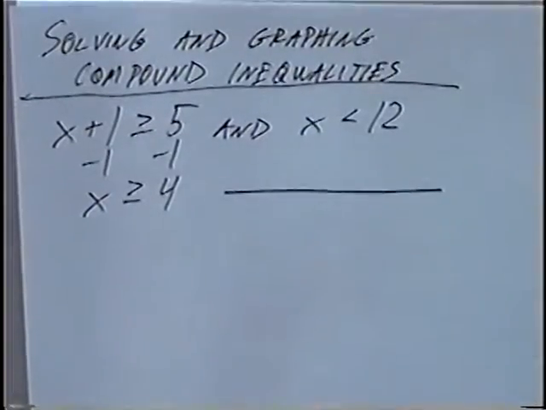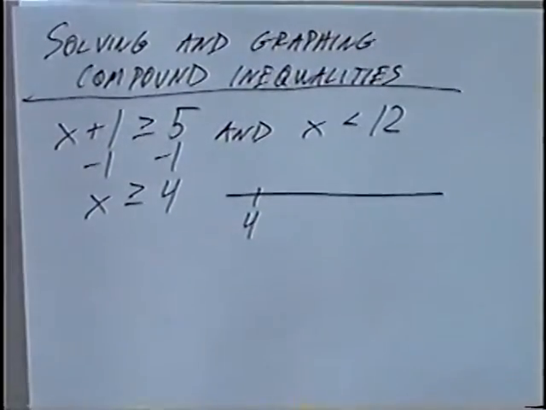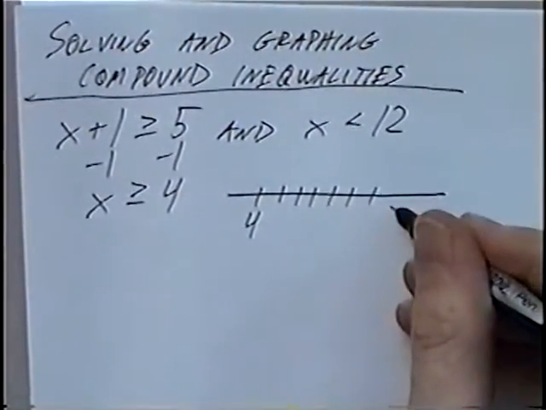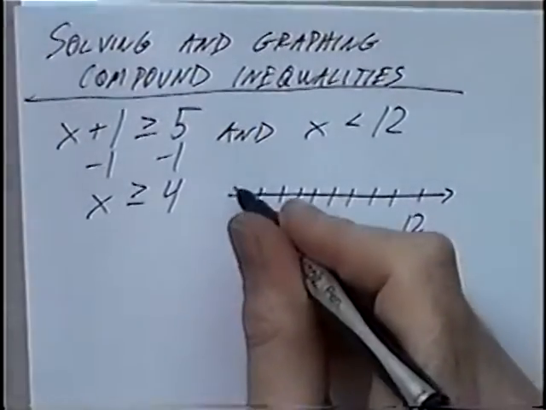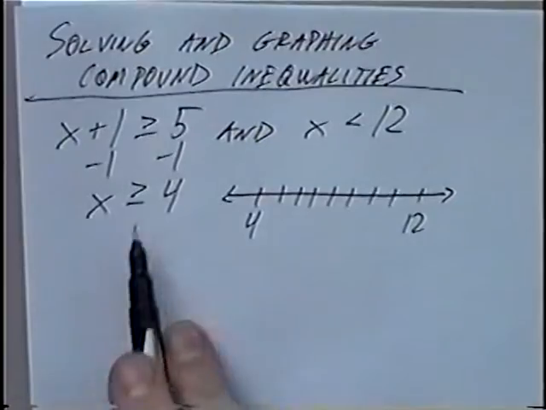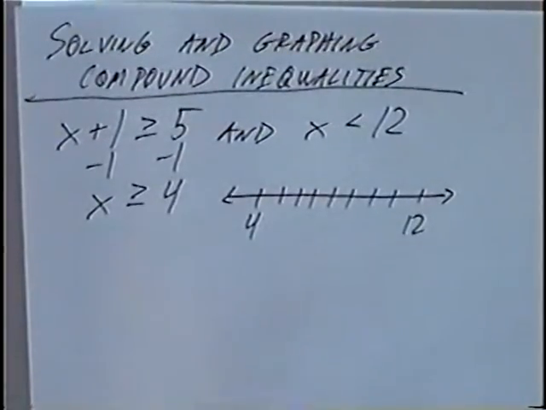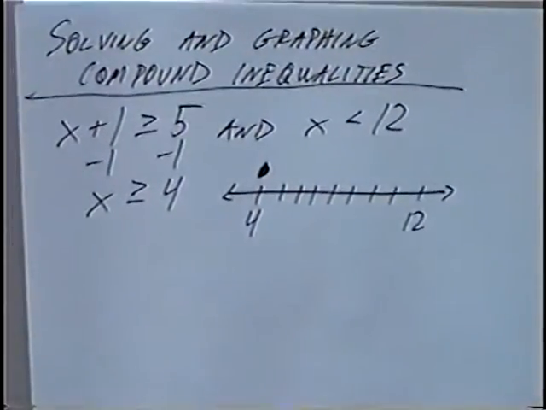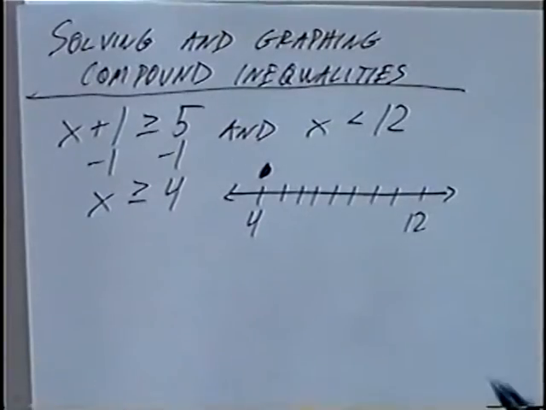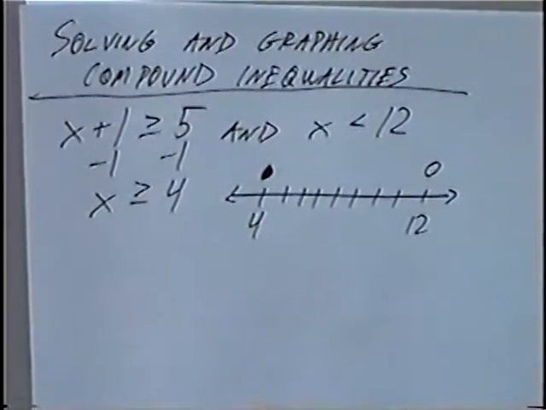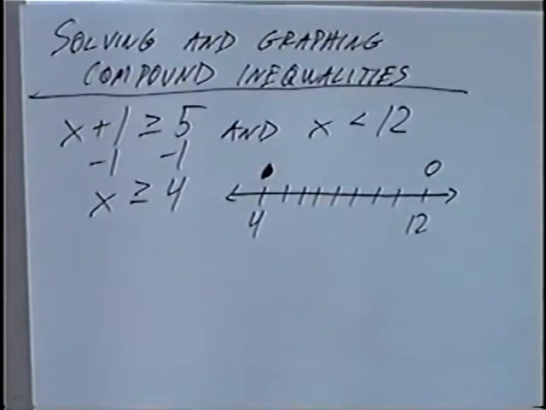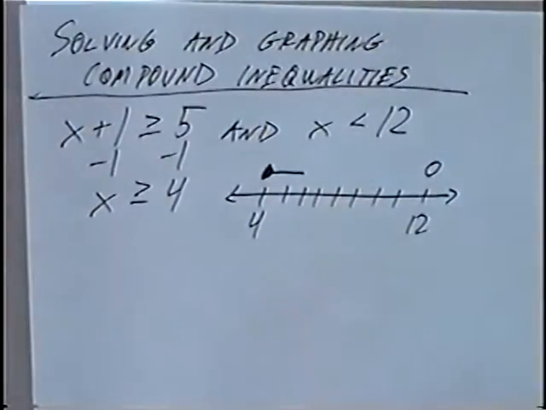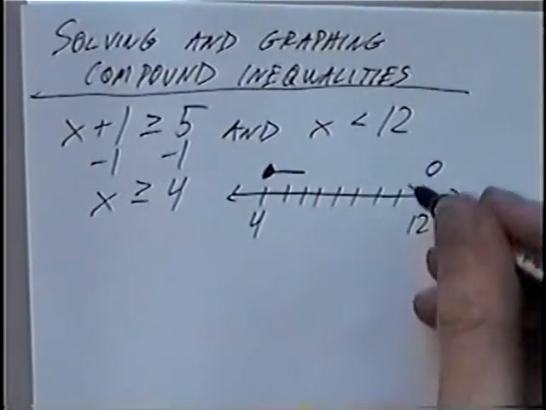Both of these are solved, then we can graph on a number line. Again, we want the two numbers 4 and 12. So I'll start with 4 on the left-hand side and then go up to 12. X is greater than or equal to positive 4. Greater than or equal to is a solid dot or a closed dot. X is less than 12. Less than would be an open circle. X is greater than or equal to 4. Greater than would go to the right. And x is less than 12 would go to the left.